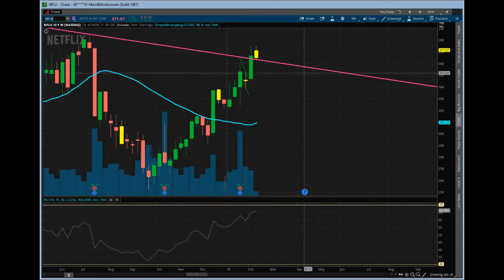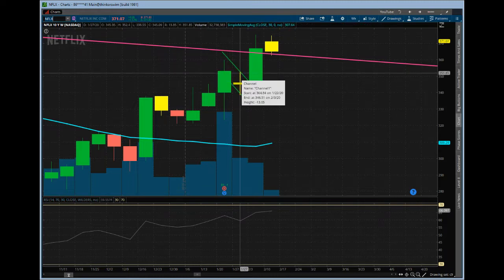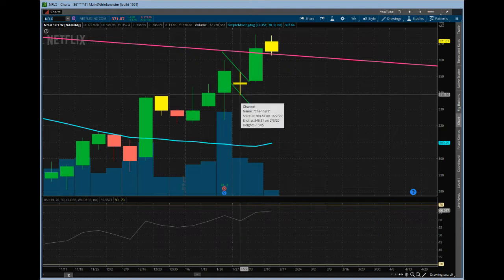So here on Netflix, right? Netflix had a very important weekly level last week. We had an inside doji week, a harami, an inside candle, and this level turned out to be very important. It was a nice breakout level, and so we wanted to keep these as areas of interest.